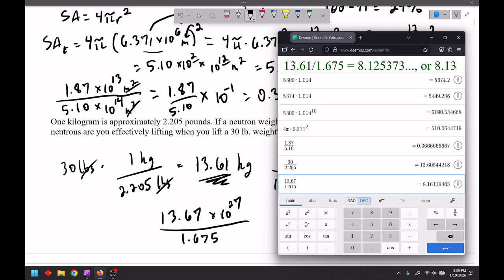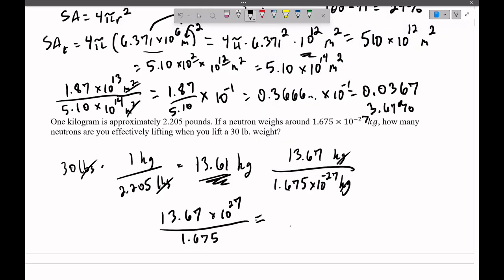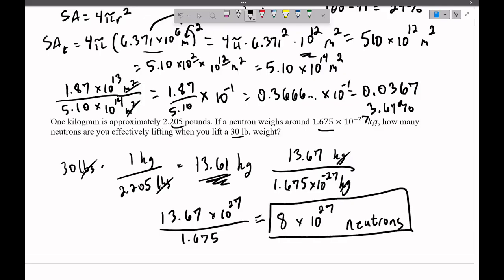0.675, and we get 8.16, or just 8. Everything here is being estimated anyways. I do have four places, but this is a 30-pound weight, so probably only one makes sense there. We'll do 8 times 10 to the 27. And this, of course, is the count of neutrons. So that's quite a large amount, but of course, neutrons are very, very, very small.